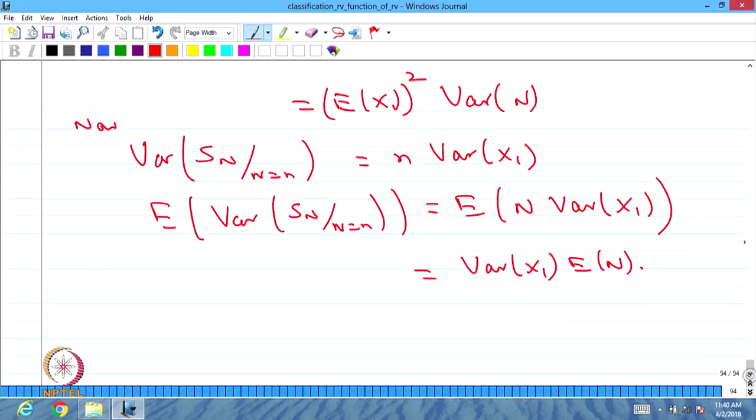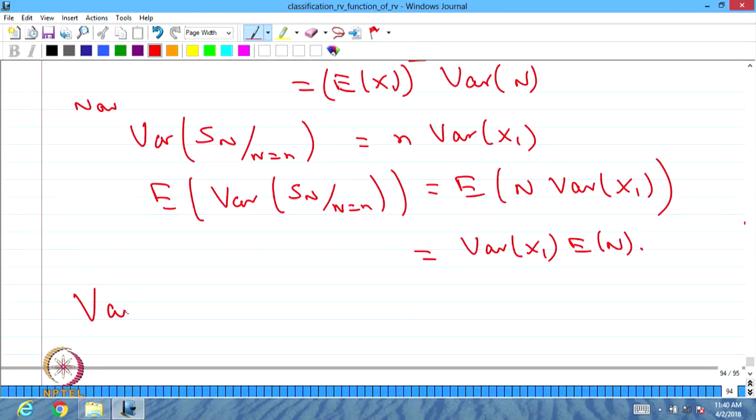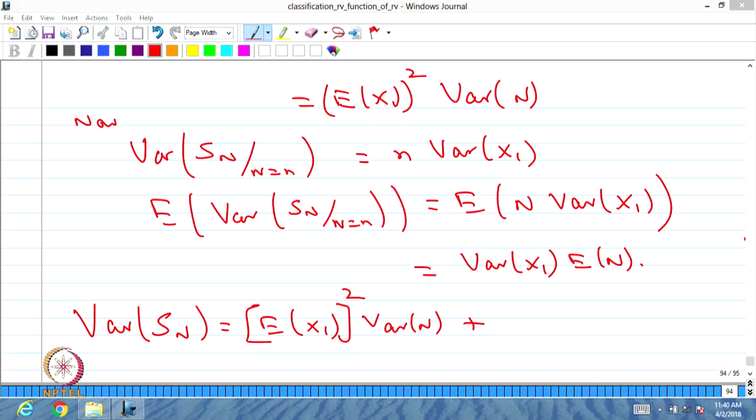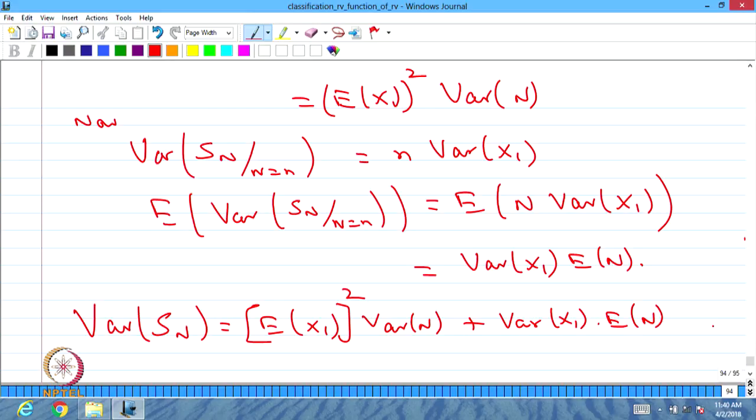Therefore, adding both quantities, the variance of Sn is going to be the earlier answer, expectation of X1 whole square into variance of N, plus the second quantity, variance of X1 times expectation of N. So this is going to be the variance of the random sum. Once you know the distribution of the Xi's and the distribution of N, one can find the distribution of the random sum, and if you know the mean and variance of the Xi's and N, you can find the mean and variance of the random sum also.